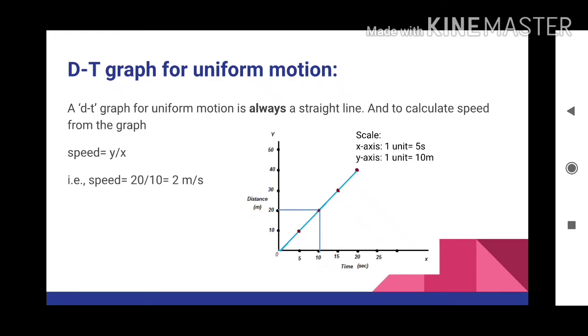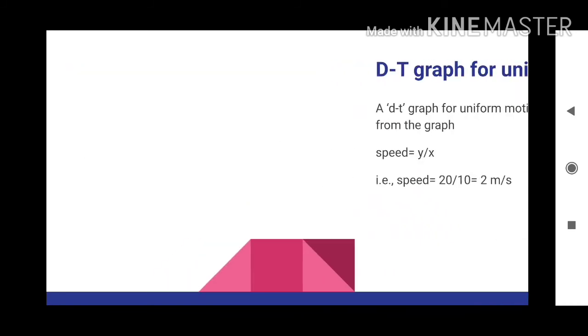So calculating the slope of any line graph is nothing but selecting a point on that graph and dividing the y coordinate of that point by the x coordinate, that is y by x. Slope is equal to y by x. Here the slope in the distance time graph is always speed. Alright.